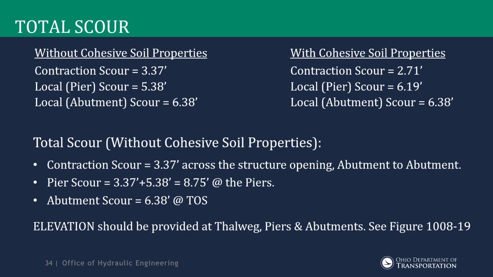So when we look at the total scour, and we're just going to look at the without cohesive soil properties, so we have the contraction scour, and then the pier scour does include the contraction scour. So you include that. You add the 3.37 to the 5.38, and we have 8.75 at the piers. And then we have abutment scour is a 6.38, and that scour starts at the toe of slope, so that elevation that we called the toe of slope. Now, those are the scour depths.